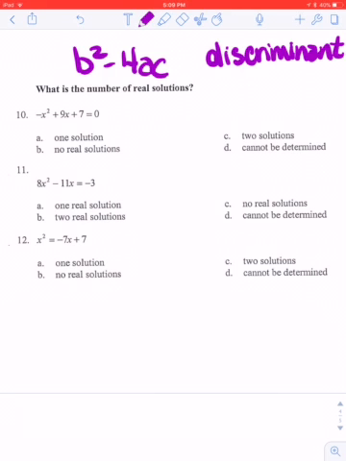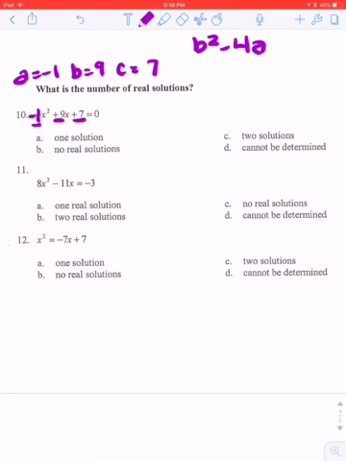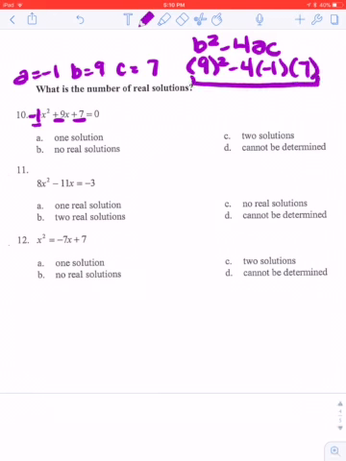So we have to be able to look at the problems that we have and be able to identify the pieces. So in this first problem that we have, I assume there's a -1 out there. So A is -1, B is 9, and C is 7. So I'm going to plug it into b squared minus 4ac. So I'm going to have 9 squared minus 4 times -1 times 7. And this goes into my calculator.